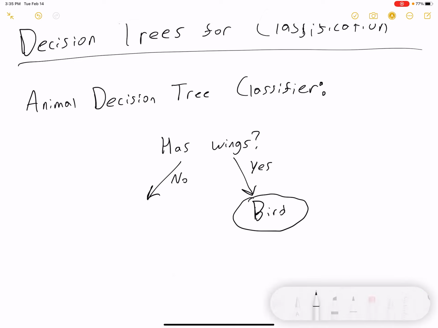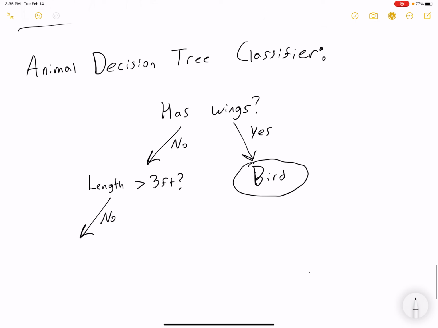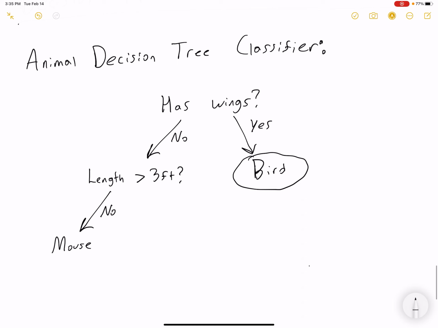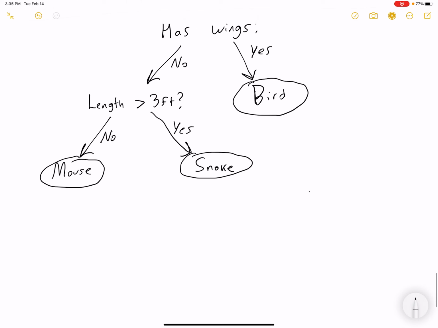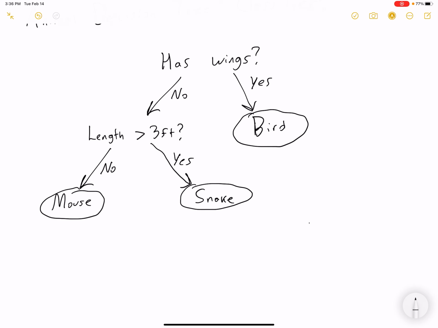Which is the length being greater than 3 feet. And if no, then we can predict a mouse. And if yes, then we can predict snake. So this would be a 3-way classification with 2 input features.